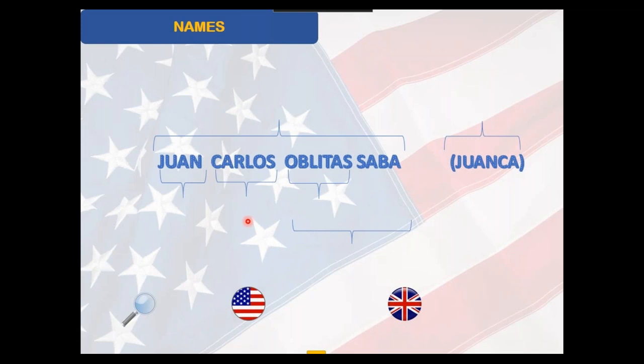Next, we continue with our names. Okay, with our names. Example of these names is Juan Carlos Oblitas Saba. Okay, and between parentheses, you can see Juanca. Okay, Juan is the first name. Pronunciation please, first name. But in informal, we say only name, okay, name. So Juan is the first name, or Juan is only a name. Okay, I can say my first name is Juan or my name is Juan, no problem.